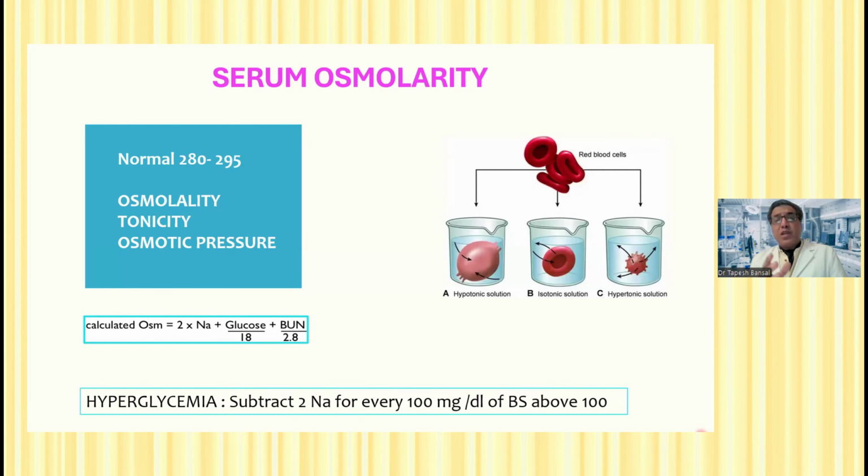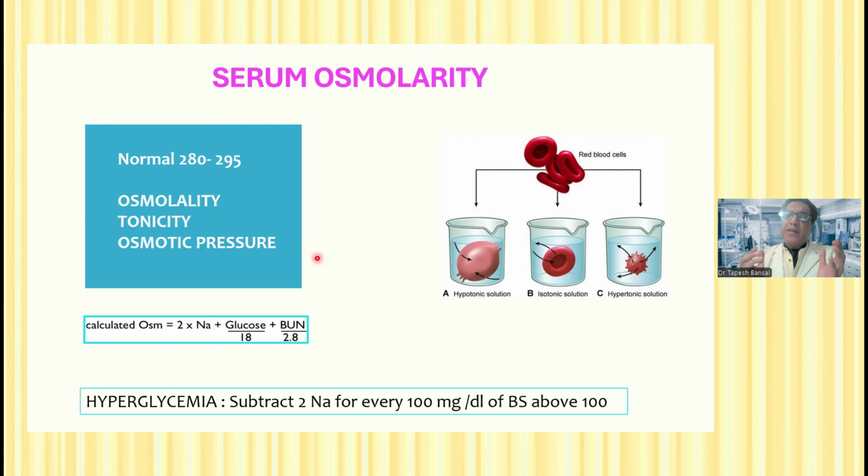Now moving on to serum osmolarity. We discussed that ADH has to maintain serum osmolarity, and this is what happens if serum osmolarity is not maintained. This is an isotonic solution. You put RBC. This is a hypotonic or hyposmolar solution, and this is a hypertonic solution. So you can see what is happening, and this is osmolarity. So what is osmolarity? What is osmolality? What is tonicity? What is osmotic pressure?